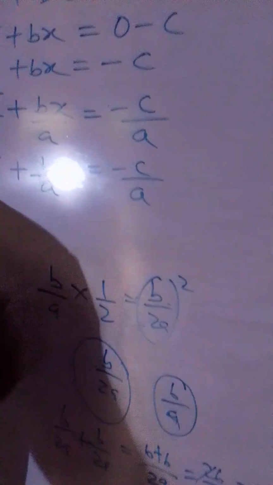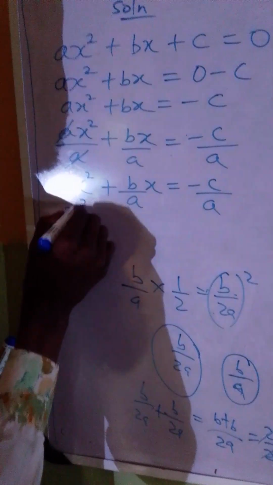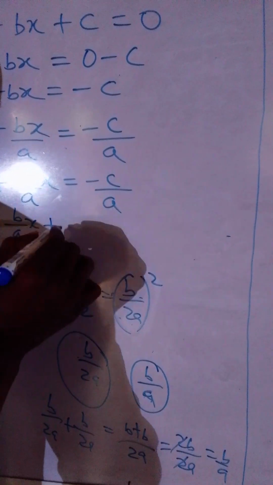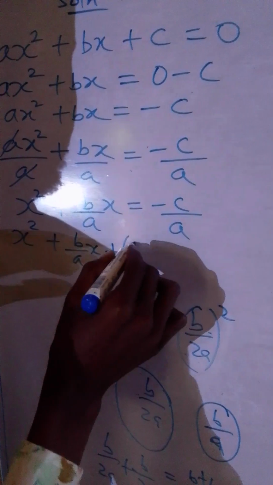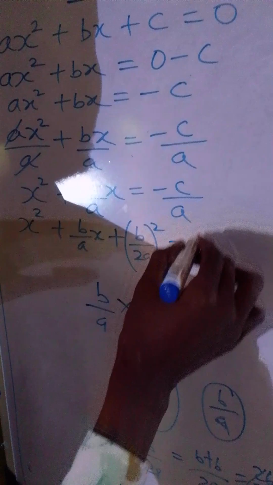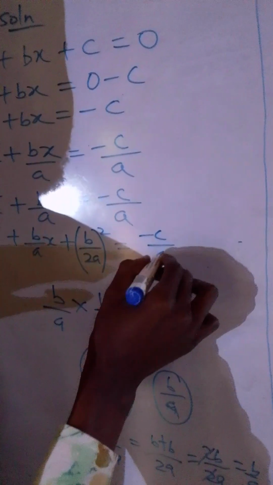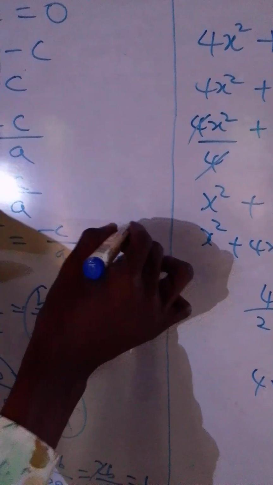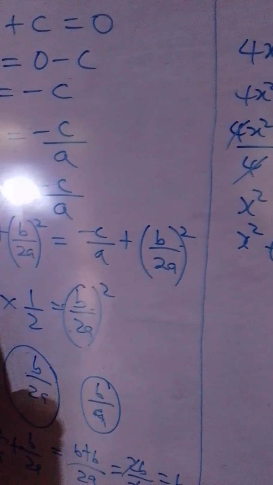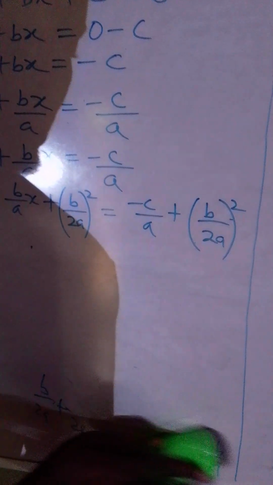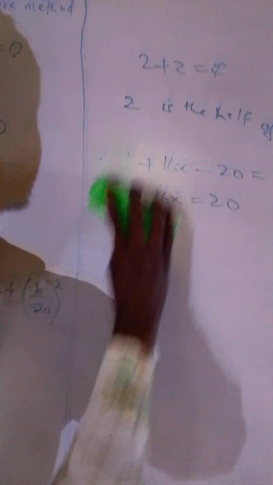Then add this now to both sides. x squared plus b over a x plus bracket b over 2a squared equal to minus c over a plus bracket b over 2a, then square. Whatever is done on the left hand side of the equation should equally be done on the right hand side as well. Let me clear this side.